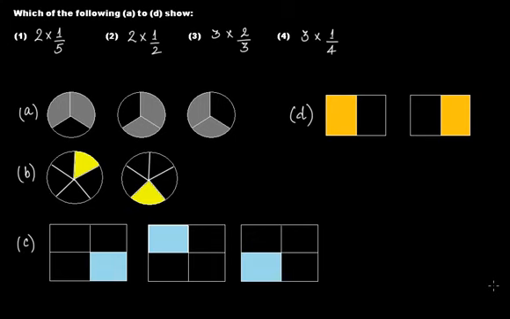In this video tutorial, we are going to discuss some problems on multiplication of a fraction by a whole number. Which of the following, figures A to D, show these? These figures correspond to any one of these, and you have to find that. If this is 2 multiplied by 1 by 5, what does it tell you? It tells you that you have something 1/5 that is 2 times.